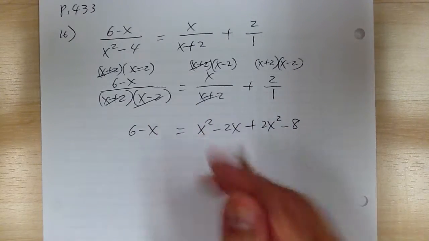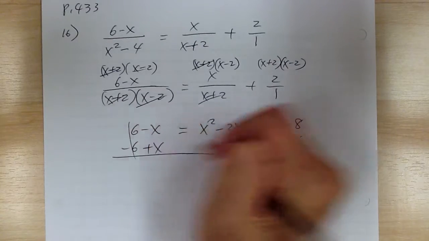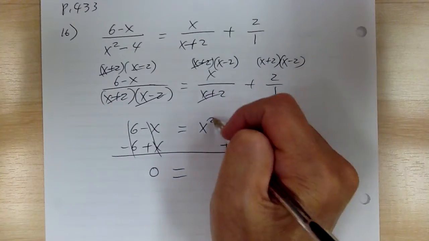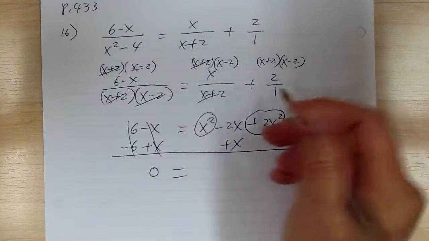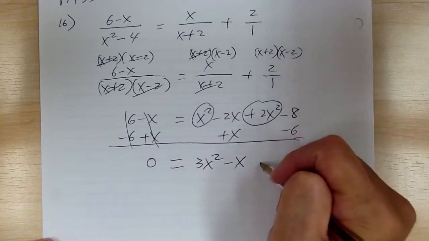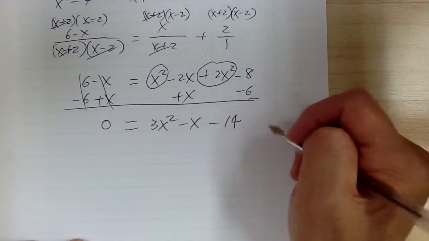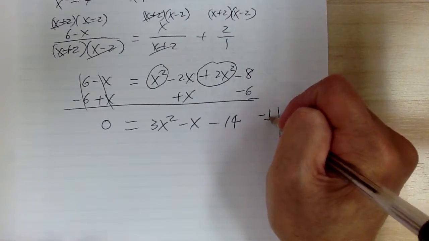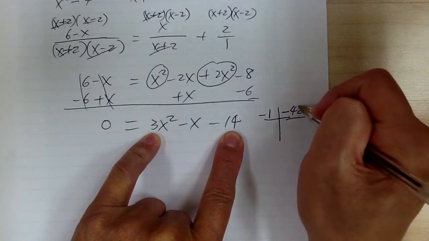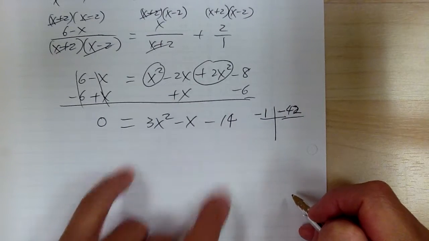Okay, so let's move everything to this side. So minus 6, minus 6. So this cancels out. Plus x, so that cancels out. So you got 0 equal to, combine the like terms, so you get 3x squared, and this one gives you minus x, minus 14. Now you do the factoring, step 1, step 2, step 3, step 4, master product, so you get negative 1, and this one is minus 42. So again, remember your master product, right? You have to multiply this together.